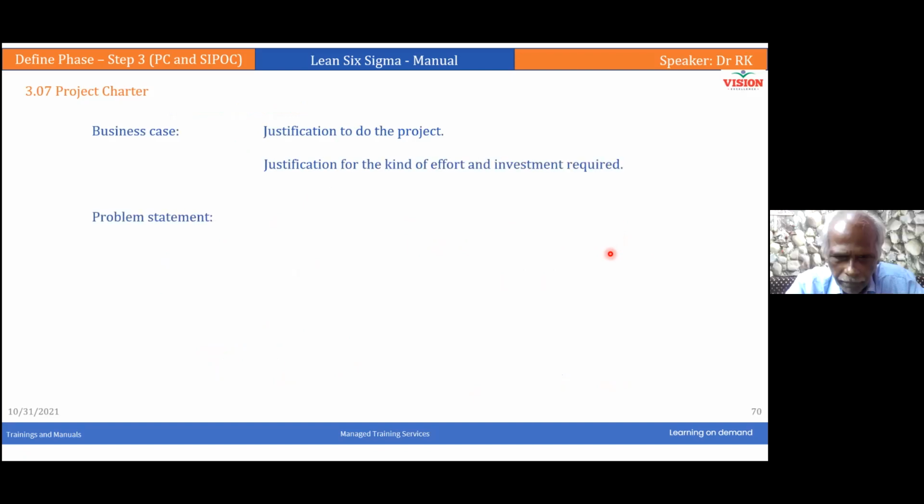Now, what is a business case? It is a justification to do the project. Justification for the kind of effort and investment required for this project. This is what is going to motivate the project sponsor to sponsor the project, or the CEO to allocate the money. Problem statement: the problem that needs to be solved, only that we are discussing. The impact of the problem should be included, and reasons should not be included. Why should reasons not be included? Can anyone tell me?